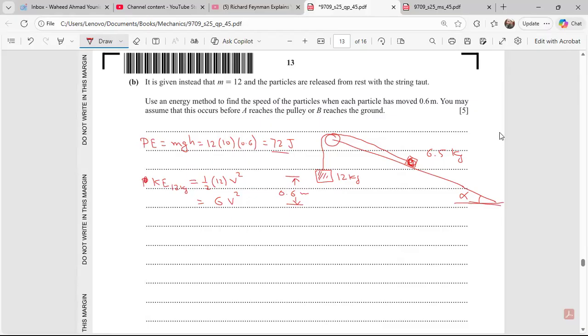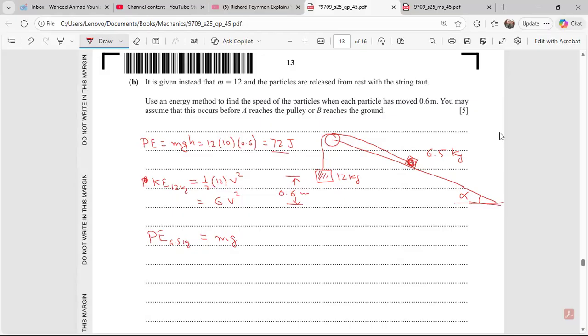Okay, now when this goes up, it has gained some potential energy, right? So the potential energy of this 6.5 kg object, again, this is mgh, but here h is not simple. H is not 0.6 meter as in this case, because in this case, this distance on the slide is 0.6, not the vertical distance. So we need to calculate the vertical distance.